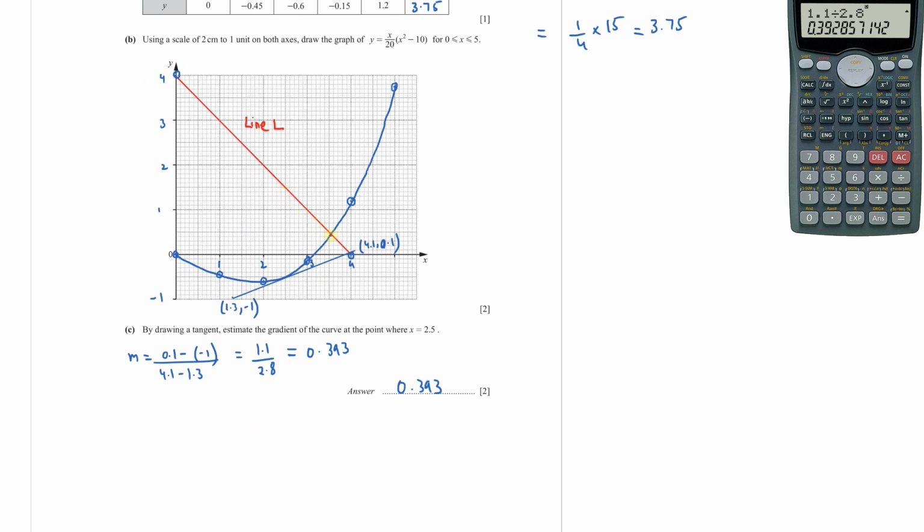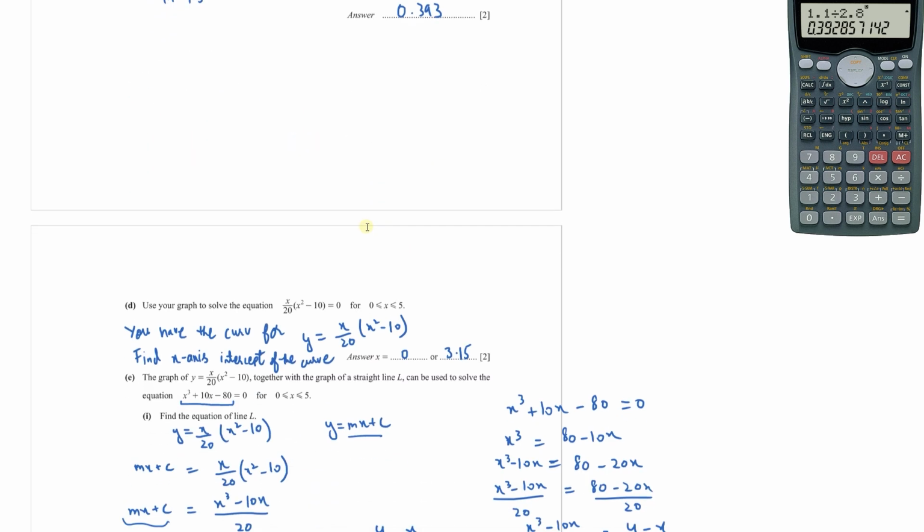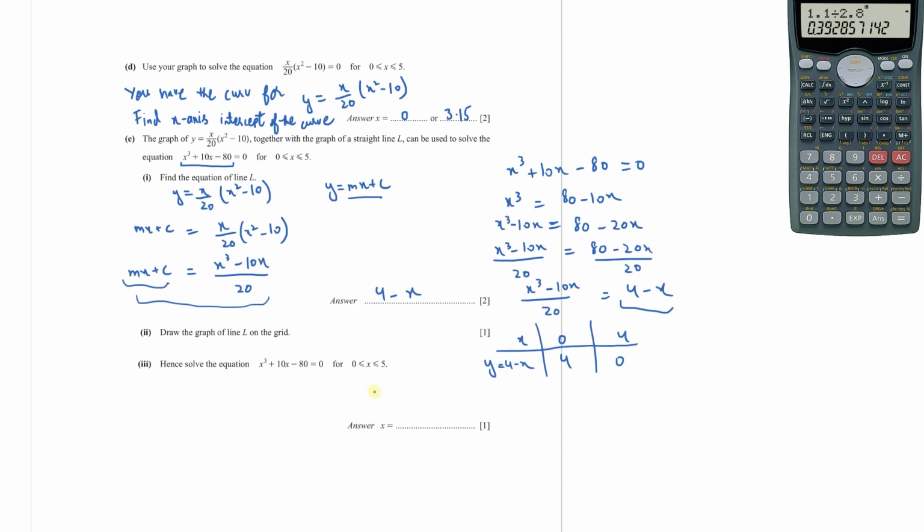So the intersection point is this one, which is in the middle of the box. So this is 3.5 and this is 3.6. So this is in between the two. So this will be 3.55. So the solution x is 3.55.